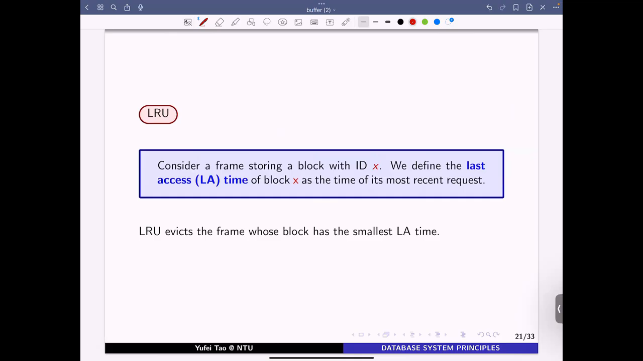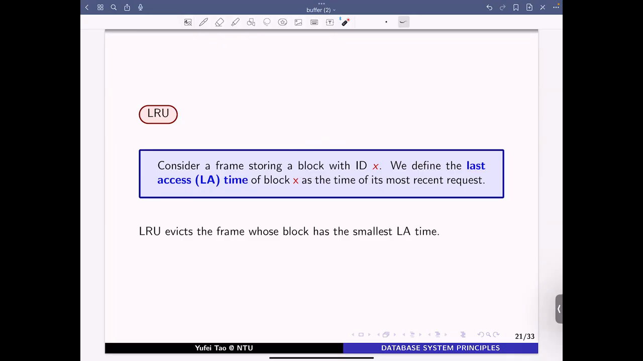So before we talk about LRU, we have to define this so-called last access time. I'll just use LA as the short form. LA, not for Los Angeles though, LA, last access. If you look at a frame that stores a block with this ID X, this address X, then the last access time is the time of its most recent request. So when was the last time you needed it? That is the LA time.